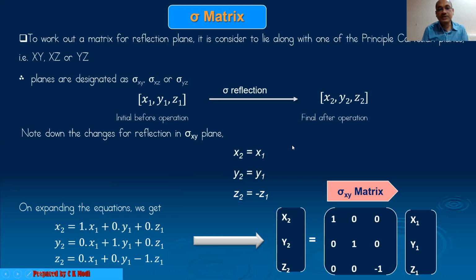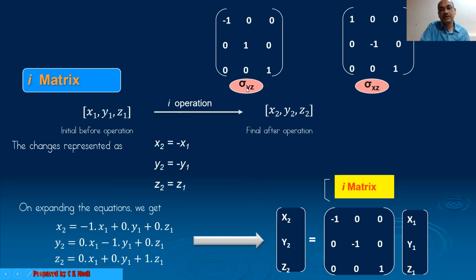Same way, what is the value of sigma xz? Sigma xz means this plane consists of the x and z axes. They are situated in the plane. However, y, which is perpendicular to that plane, becomes minus y. So x2 becomes x1, y2 becomes minus y1, and z2 becomes z1. Look at this, sigma v xz: 1 0 0, 0 minus 1 0, and 0 0 1.